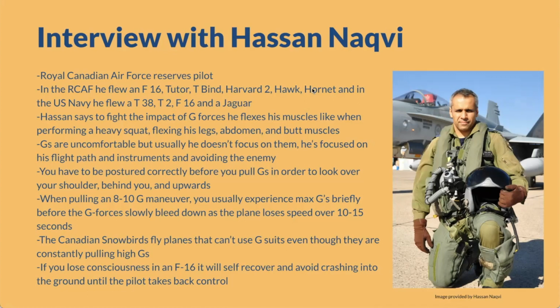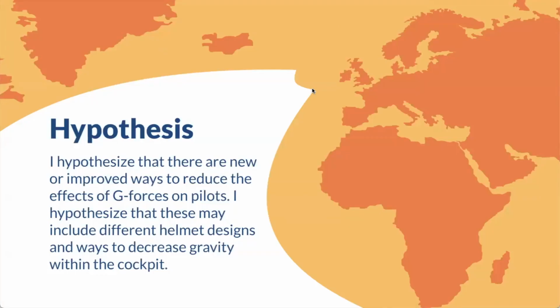The Canadian Snowbirds fly planes that can't use G-suits even though they are constantly pulling high Gs. If you lose consciousness in an F-16, it will self-recover and avoid crashing into the ground until the pilot takes back control. I hypothesize that there are new or improved ways to reduce the effect of G-forces on pilots. I hypothesize that these may include different helmet designs and ways to decrease gravity within the cockpit.